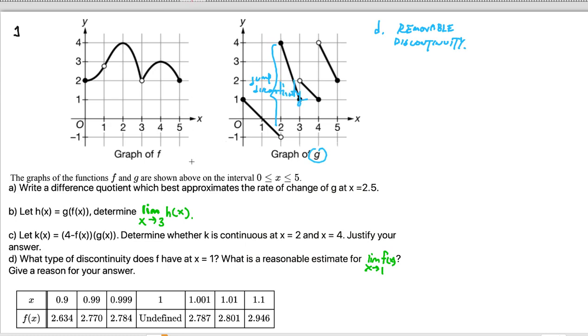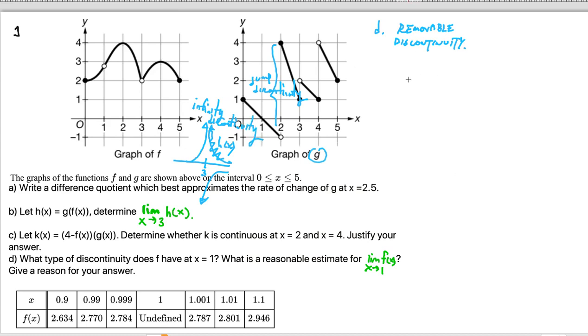And then the last one isn't shown here, which is something like this: an infinity discontinuity. Let's say this is a third function, h of x, and let's say this is 3. H of x would have an infinity discontinuity because they're both tending towards infinity. It could also look like that going down, where they both go down. That's an infinity discontinuity. So those are the 3 types of discontinuity.